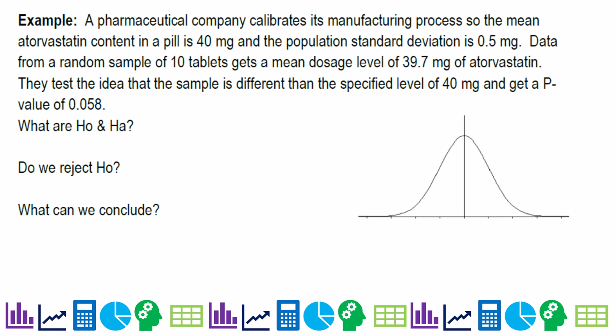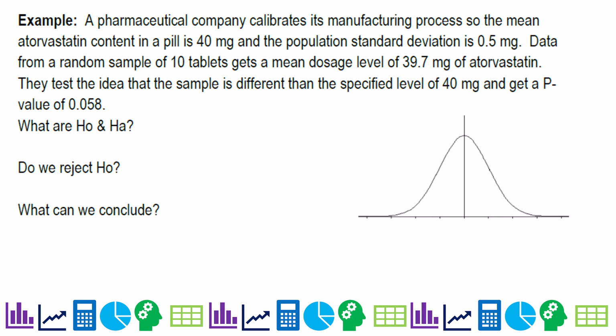So let's go ahead and practice doing our H naughts and our HAs, our null and our alternates. We have a pharmaceutical company that calibrates its manufacturing process. So the mean atorvastatin content in a pill is 40 milligrams, and the population standard deviation is 0.5 milligrams. Data from a random sample of 10 tablets gets a mean dosage level of 39.7 milligrams of atorvastatin. They test the idea that the sample is different than the specified level of 40 milligrams and get a p-value of 0.058. So what is our null and our alternate?